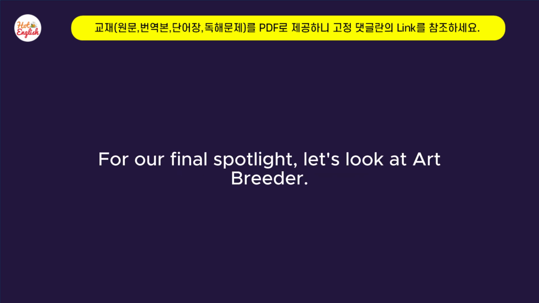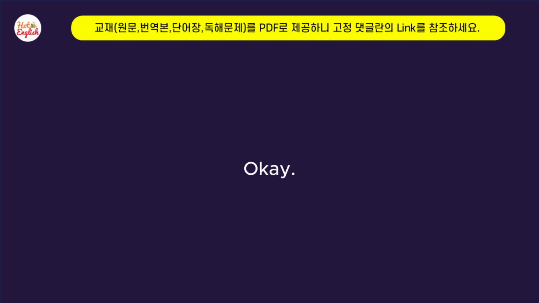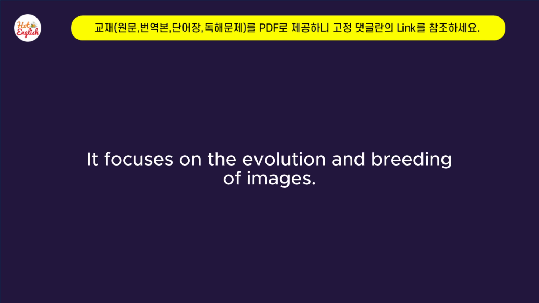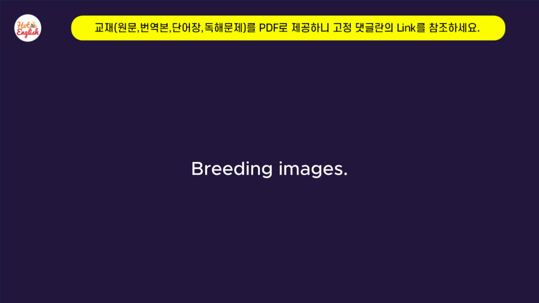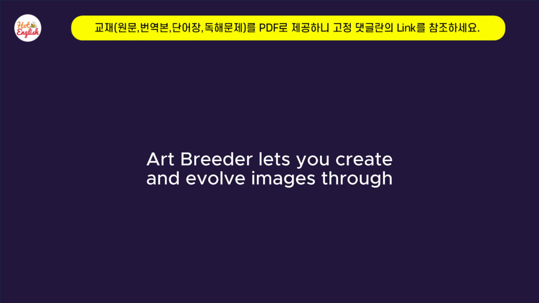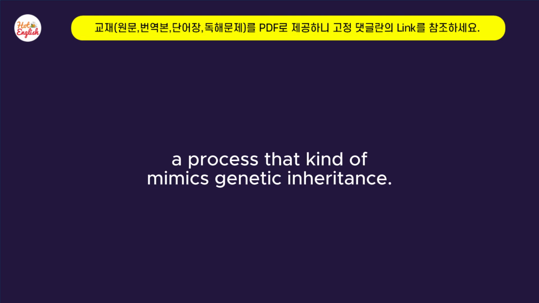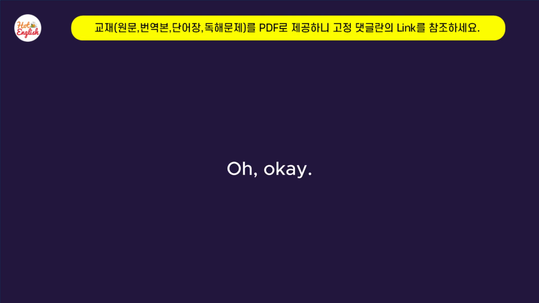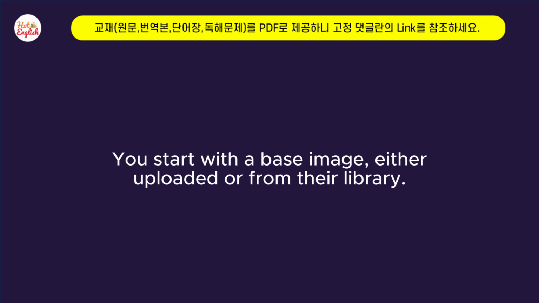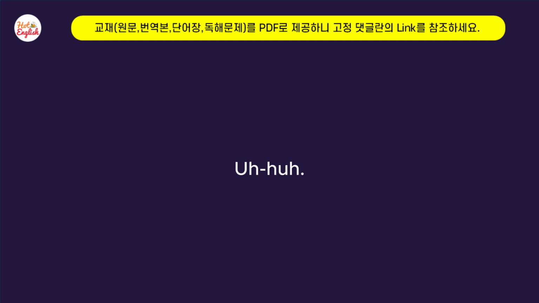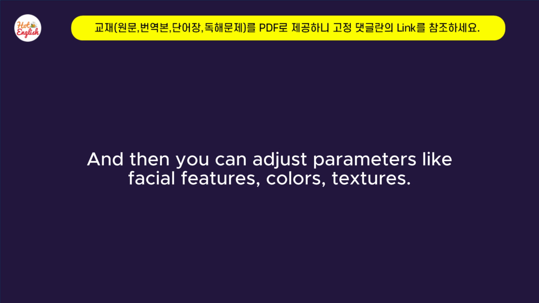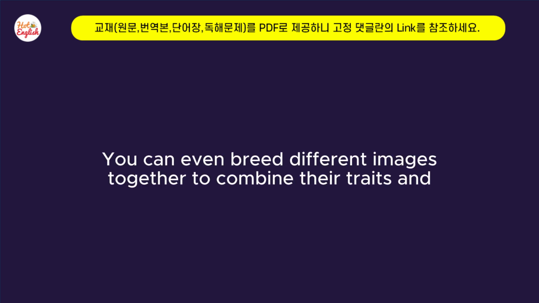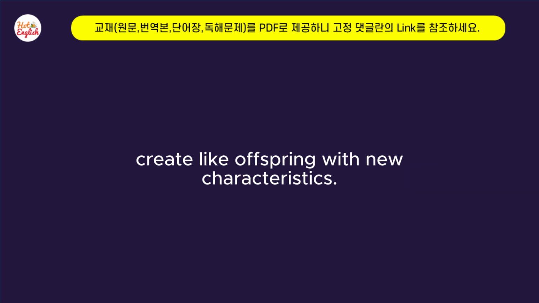What's our last stop? For our final spotlight, let's look at Artbreeder. It focuses on the evolution and breeding of images. Breeding images. What does that even mean? It's a really cool concept. Artbreeder lets you create and evolve images through a process that mimics genetic inheritance. You start with a base image, either uploaded or from their library, and then you can adjust parameters like facial features, colors, textures. You can even breed different images together to combine their traits and create offspring with new characteristics.